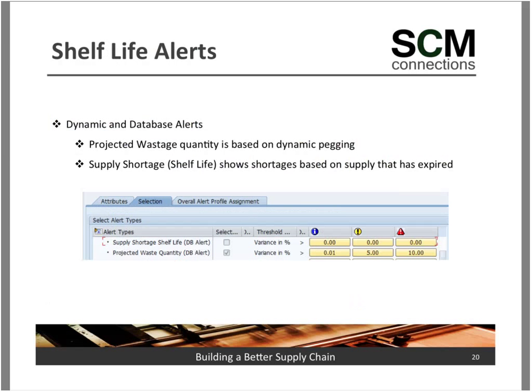There are standard S&P shelf life alerts available that you can activate, which talk about the shortage from a shelf life perspective and the wastage quantity. So these alerts are standard. Without doing anything at all, you could generate these alerts and utilize them from a planning perspective.